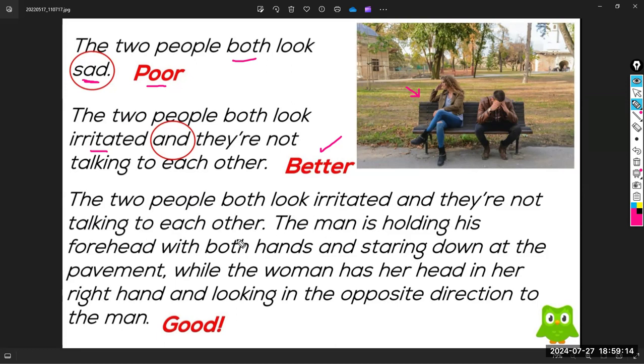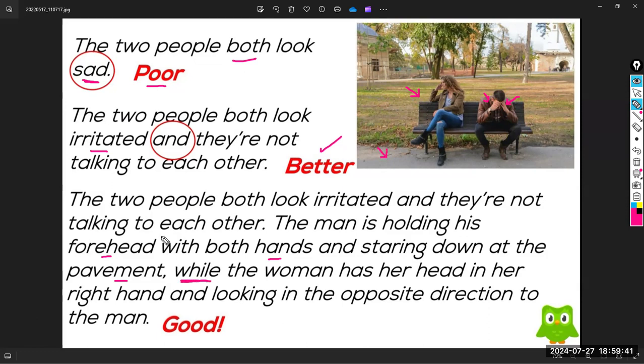But if you want to say that both of them look irritated and they are not talking to each other, the man is holding his forehead with both hands, or the two hands, and is staring down at the pavement. This is the meaning of pavement, or maybe path. While this is the variety of sentences, please.